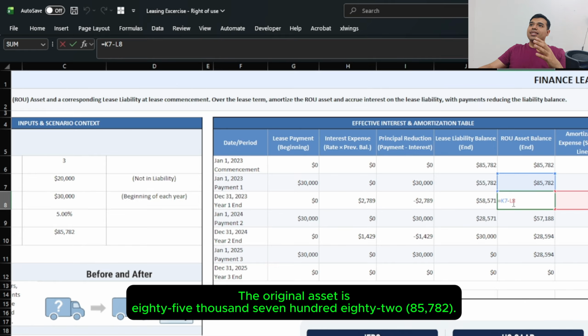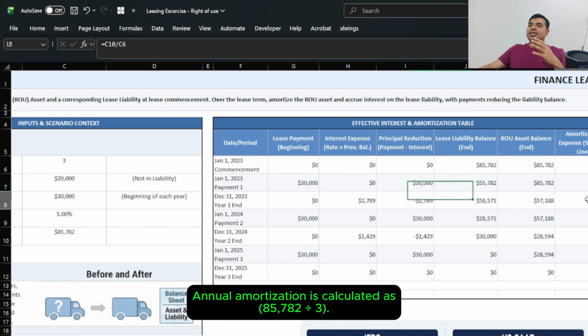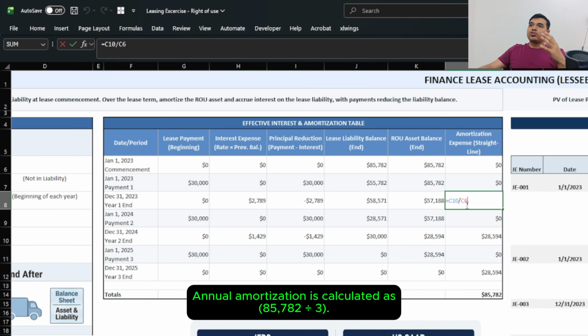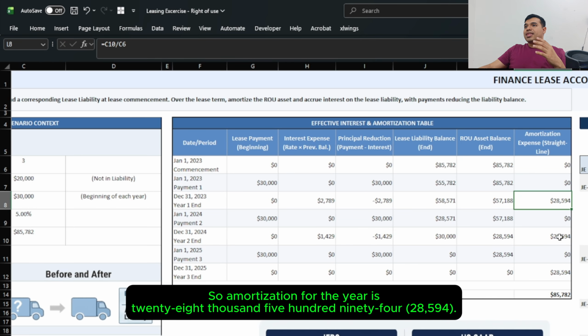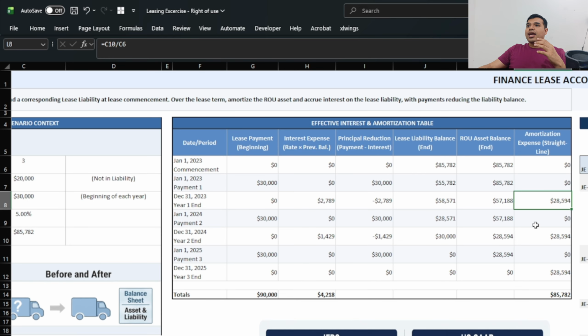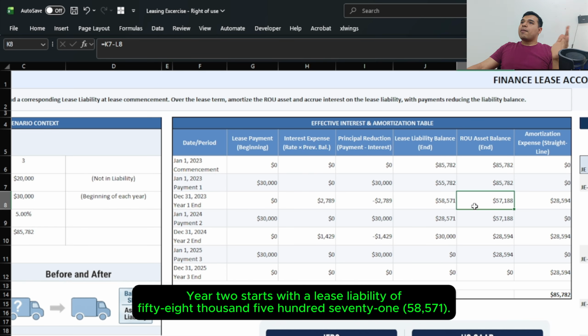The right of use asset is amortized. The original asset is $85,782. The lease term is 3 years. Annual amortization is calculated as $85,782 divided by 3. So amortization for the year is $28,594. After year one, the asset balance is $85,782 minus $28,594 equals $57,188.